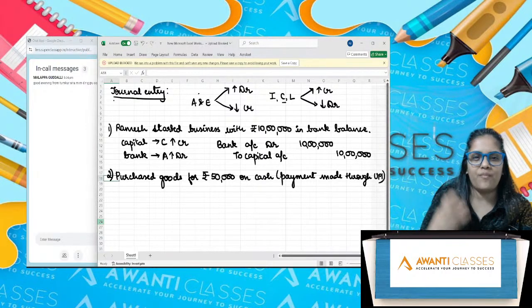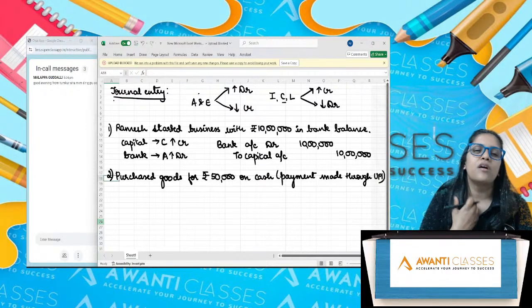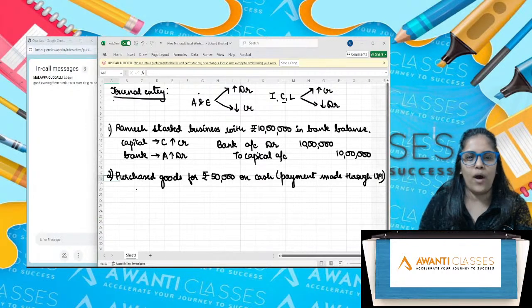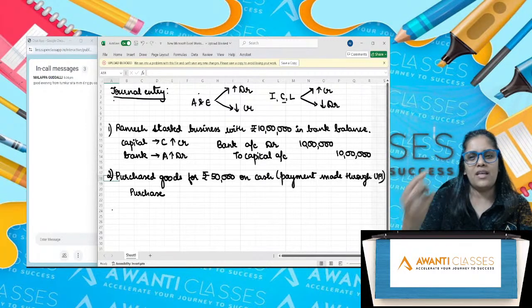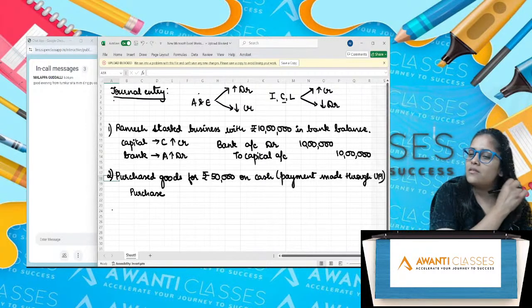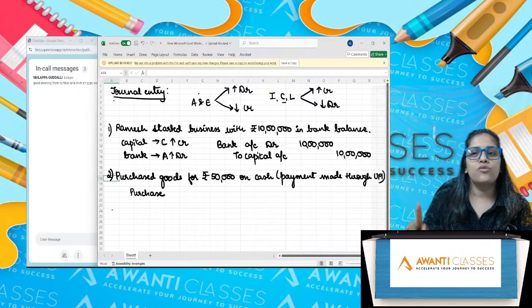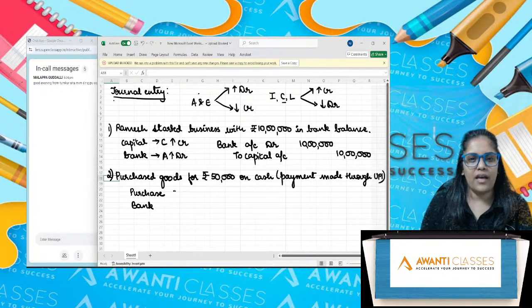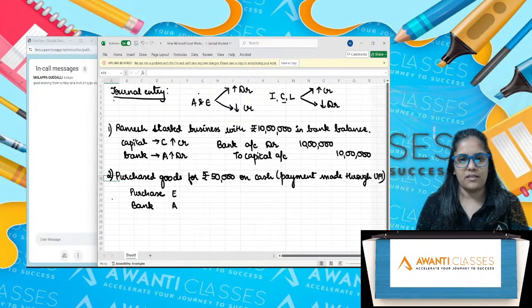What does cash purchases mean? That you are purchasing and you're immediately paying. So the two aspects involved here will be, one, you purchased goods. So first aspect will be purchase. And you are paying money immediately. Now this money going out is the money going out through UPI. Through UPI means you are paying from your bank balance. So second effect will be bank. Now purchase is an expense. This we studied yesterday. Purchase is an expense and bank is an asset.